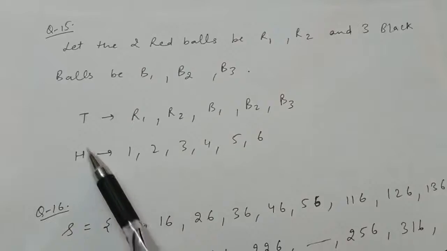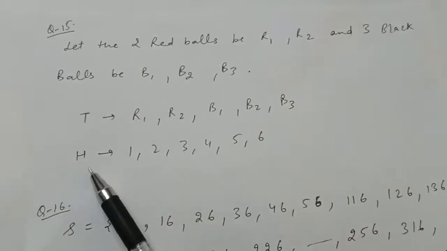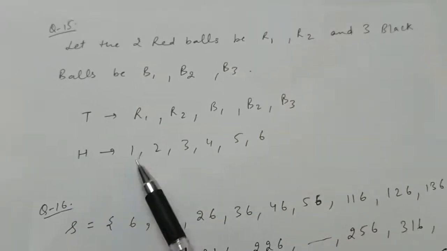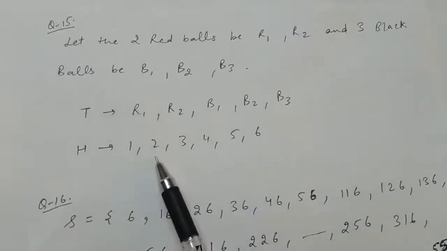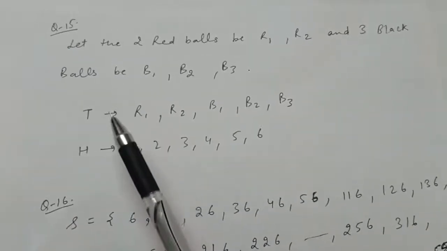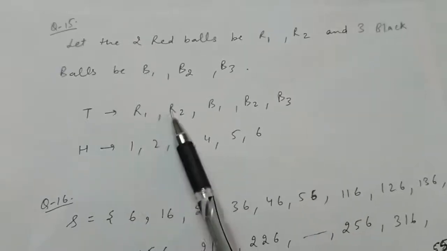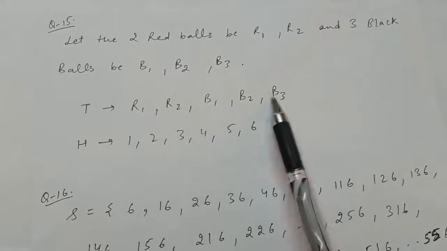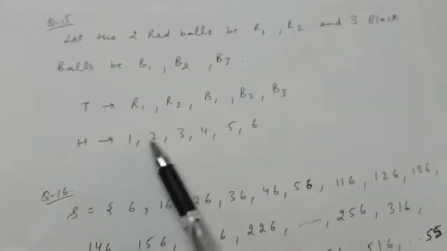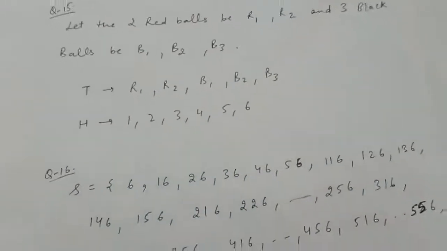And they have said if head appears, then you have to roll a die and the outcome can be these 6, right? So you have to write the sample space, which will be TR1, TR2, TB1 and similarly TB2, TB3, and for head H1, H2 up to H6.